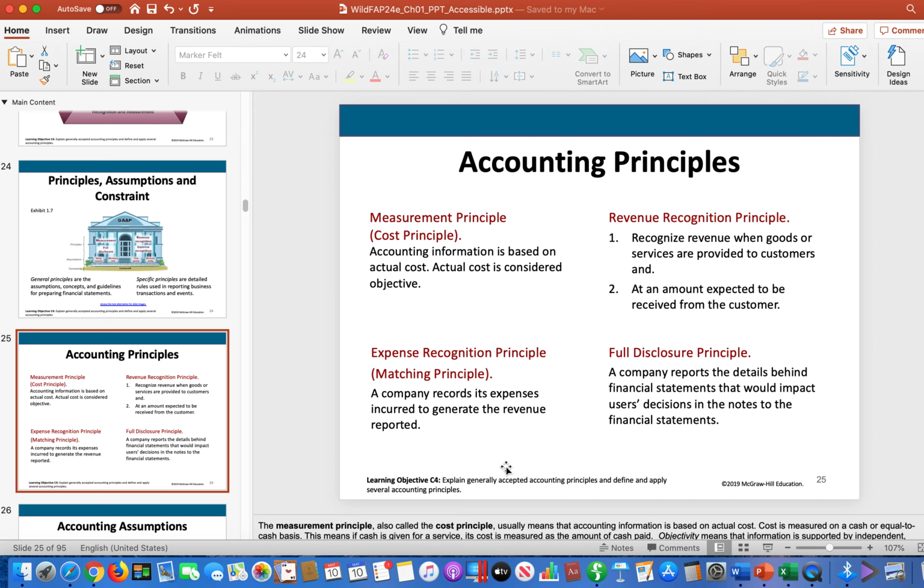So here we discussed the 4 accounting principles, major principles. These are very general principles. Specific principles within each one will come later on.